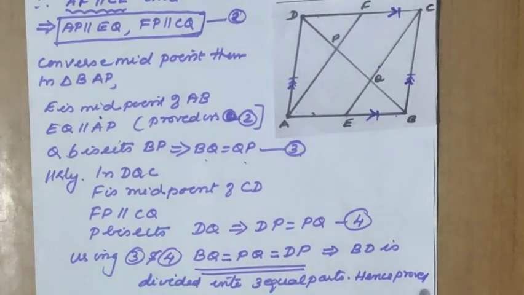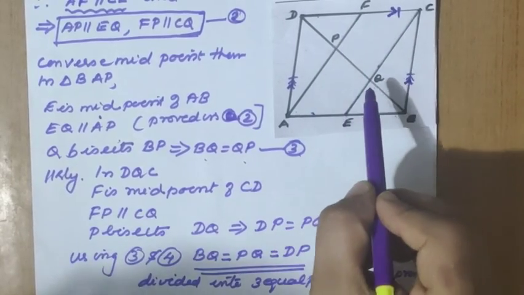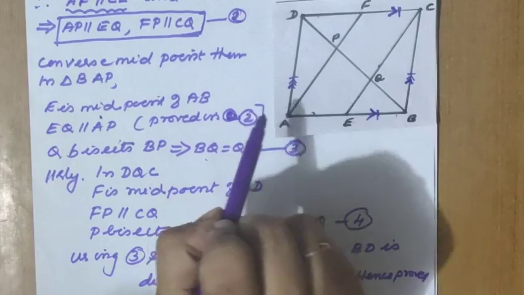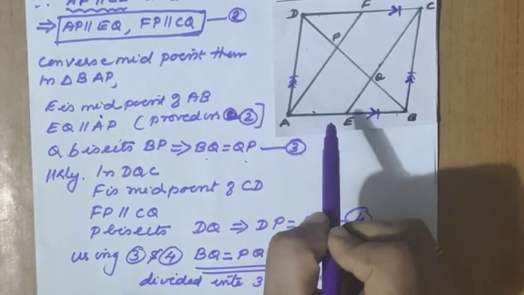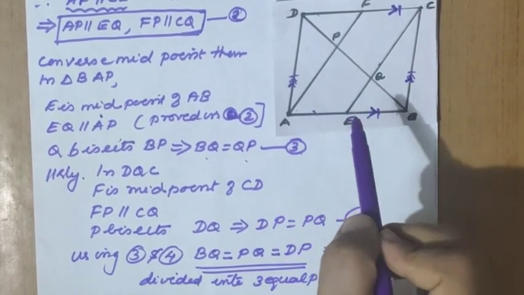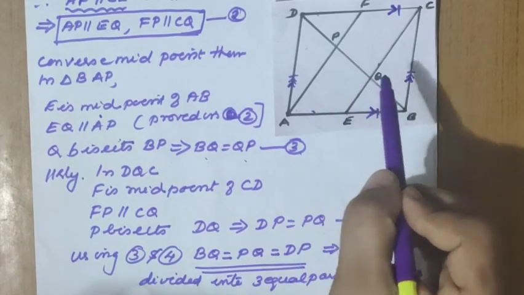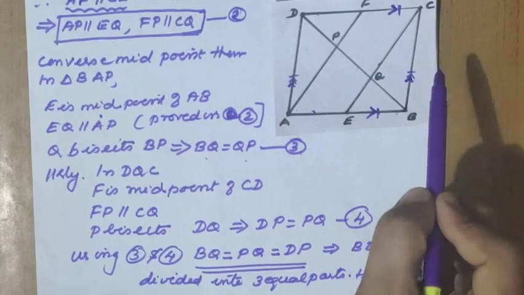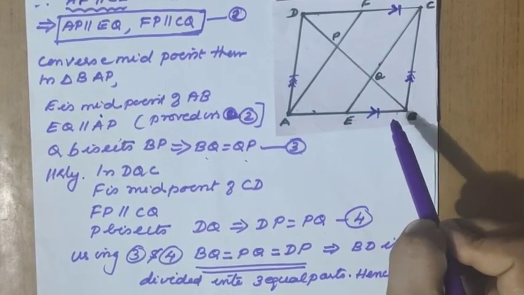Now listen carefully. If you apply the converse midpoint theorem without proving AECF is a parallelogram, then the proof is completely wrong and you will get no marks. So the first step should not be avoided. What is the first step? AECF is a parallelogram. What is the second step? Converse midpoint theorem in BAP. What is the third step? Converse midpoint theorem in DQC. Then we can prove that the diagonal BD is divided into 3 equal parts.